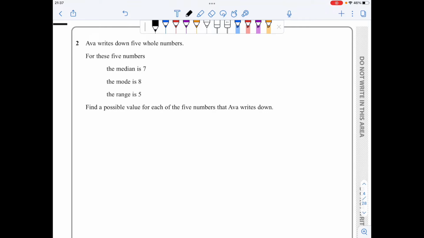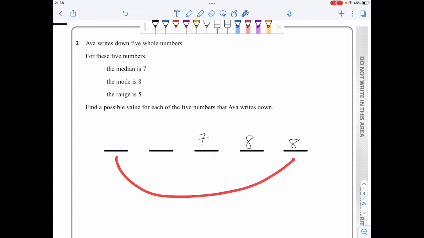In question 2, I have 5 numbers. Now the median is 7, which means that the middle one must be equal to 7. The mode is 8, which means I have 8 at least 2 positions. And because 8 is bigger than 7, it means that these 2 positions must be equal to 8. Let's write this down. Now the range is 5, which means that the difference between the smallest number and the largest is equal to 5, which means that the smallest one is 3.